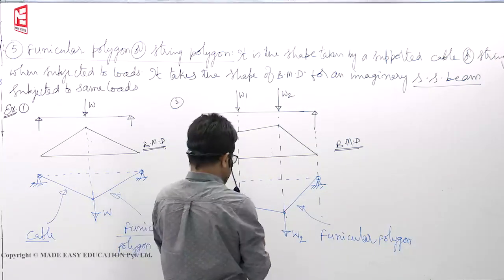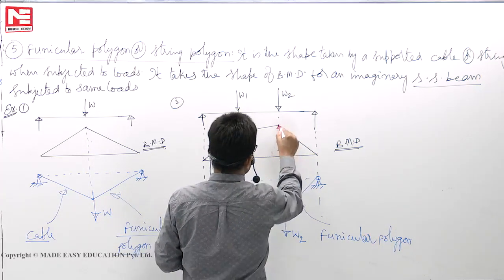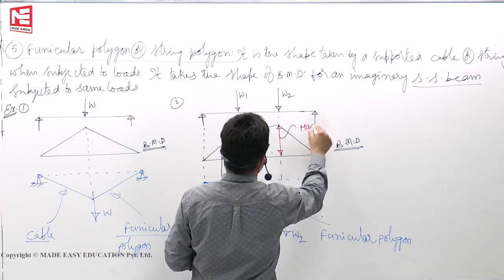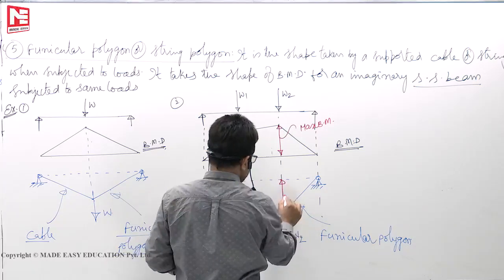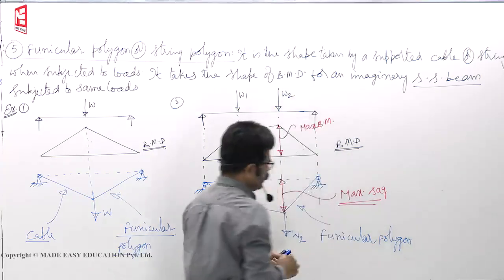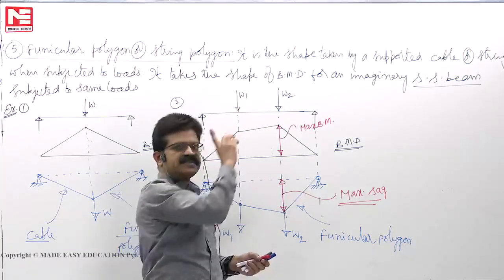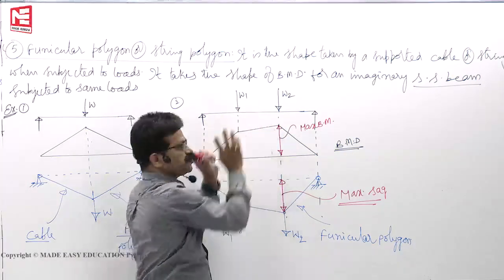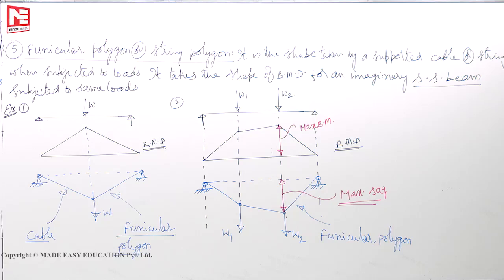Now, this diagram tells you that wherever you get maximum bending moment in a simply supported beam, at the same location in the cable you will get maximum sag. Maximum sag in a cable occurs where bending moment is maximum in an imaginary simply supported beam subjected to the same loads. This was first stated by Professor Eddy, so it is named after him: Eddy's theorem.